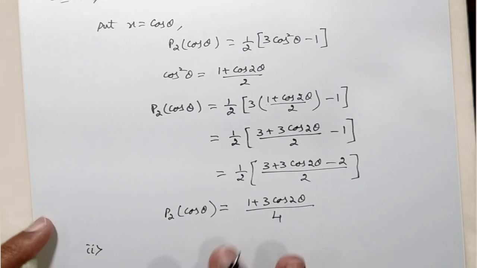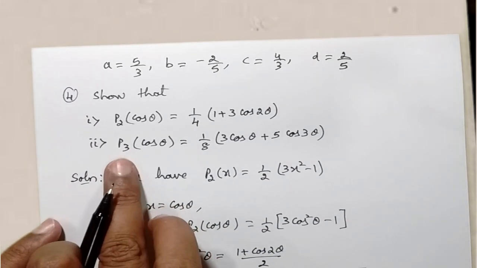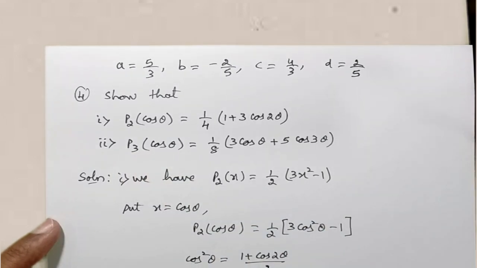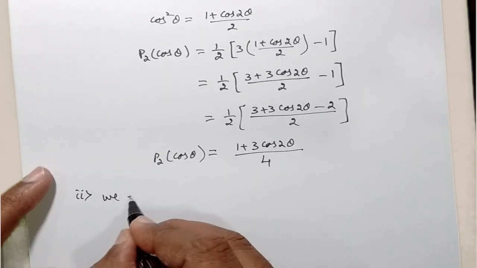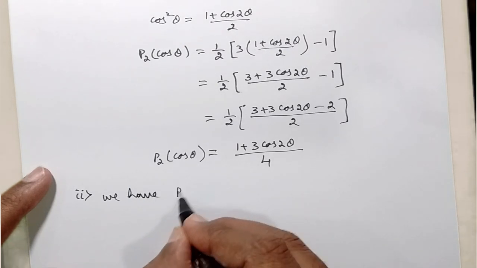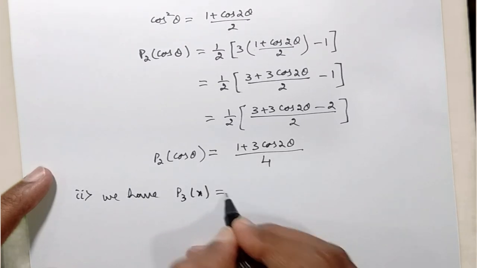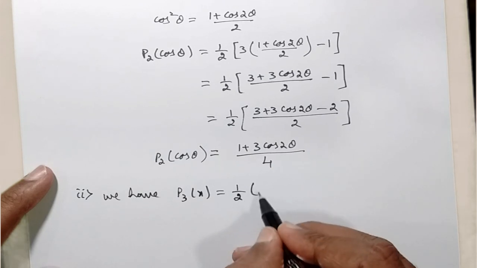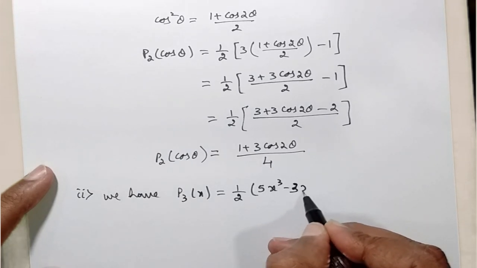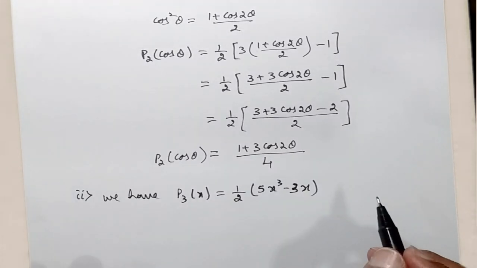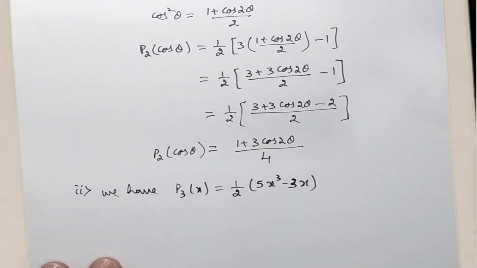Now we will move on to the next result. Next result is saying P3. So I have to use the formula for P3. So we know the formula for P3. So we have the value of P3 of x to be equals to 1 by 2 times 5x cube minus 3x. You need to memorize this value.